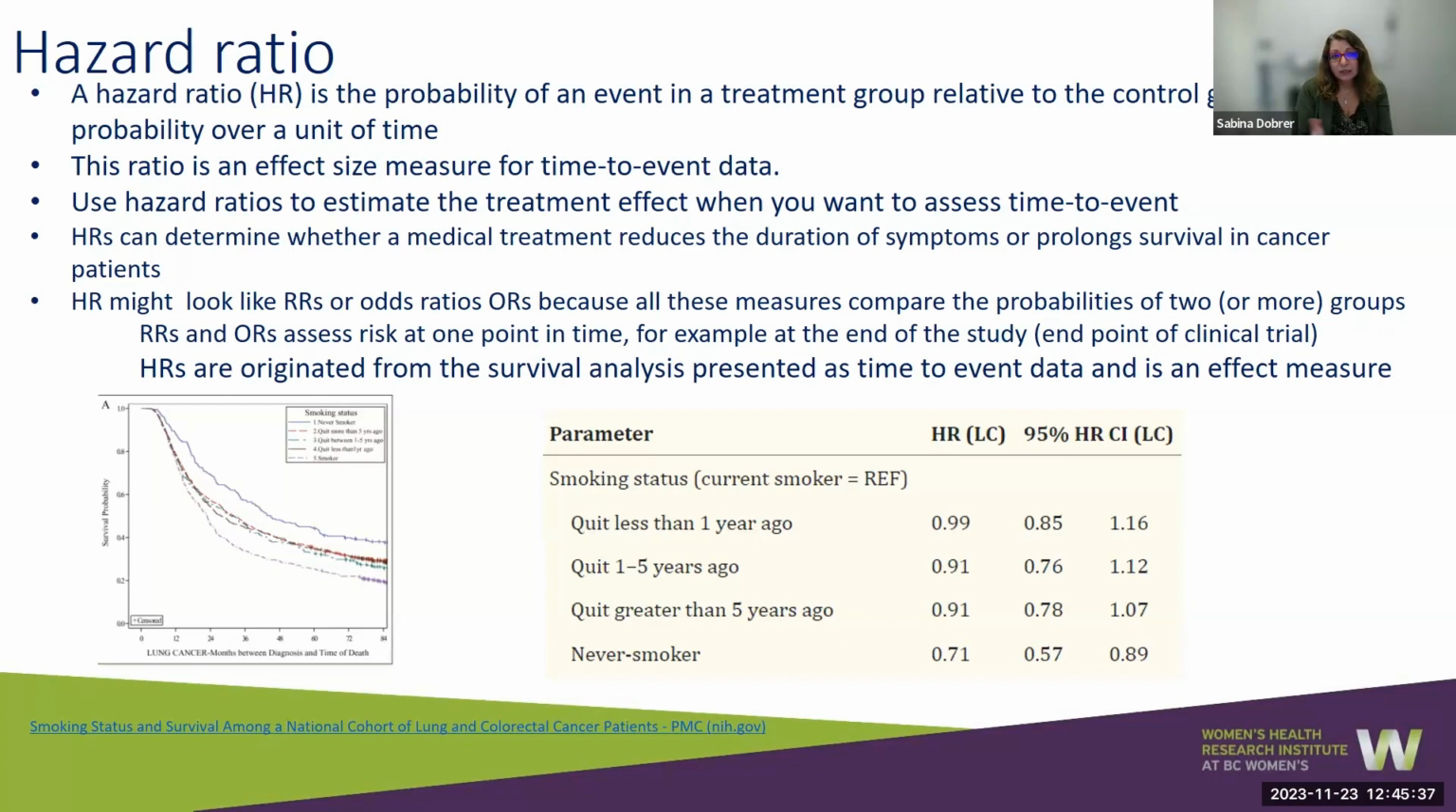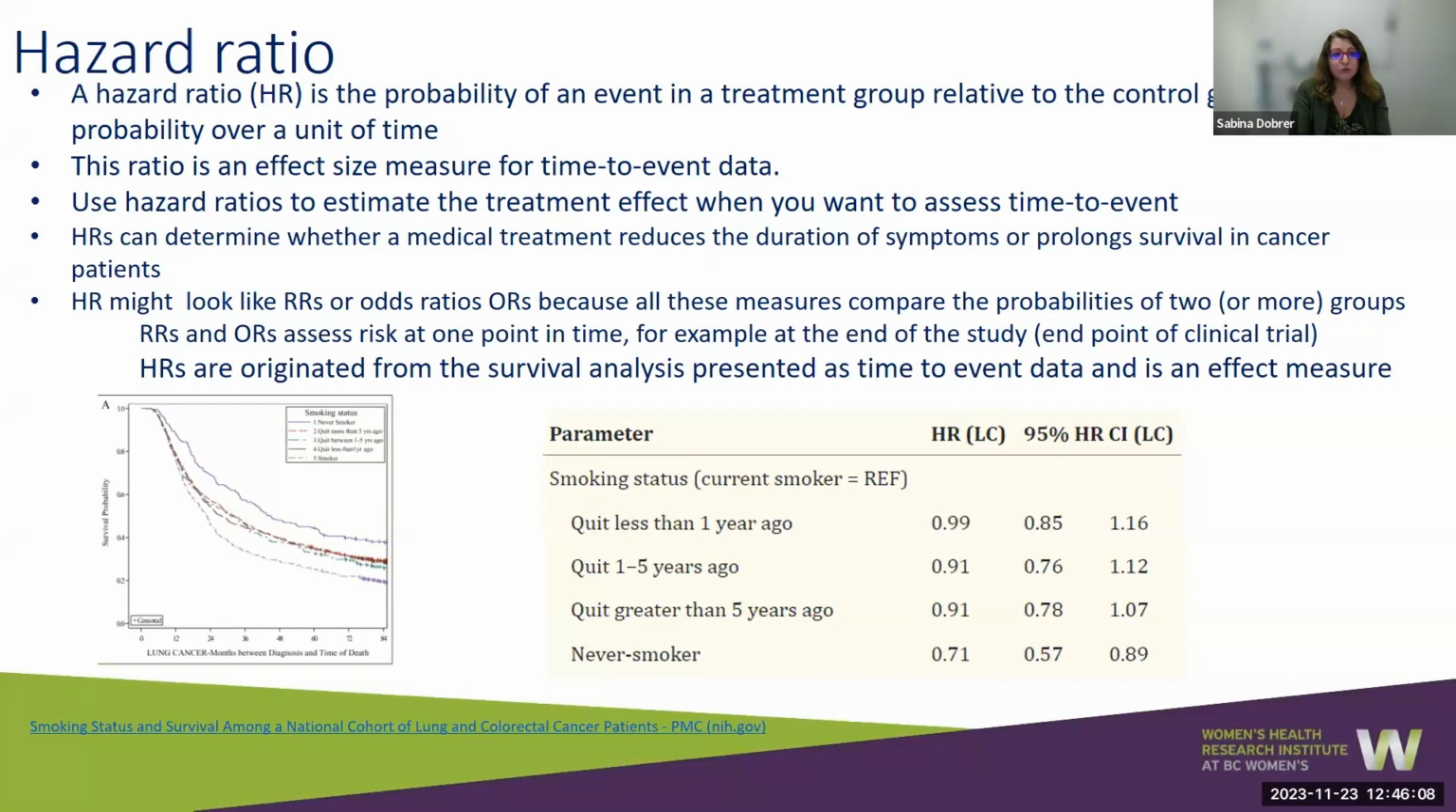So additionally, you can explain the hazard ratio as an effect size measure for time to event data. So you have time to event data and you have some exposure or some treatment, and you want to measure the effect size over time. So for example, we can use the hazard ratio to estimate the treatment effect when you want to assess time to event.